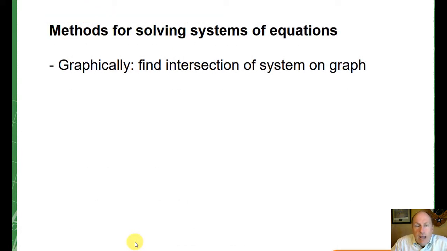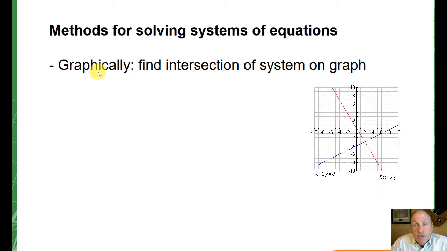Let's take a look at the different methods for solving systems of equations, because they're quite important. And this is typical for all of mathematics. There are really three different major ways to solve things. First of all, we can solve this system graphically. We can make a graph of it, and we can look to see where the lines intersect. That's the solution.